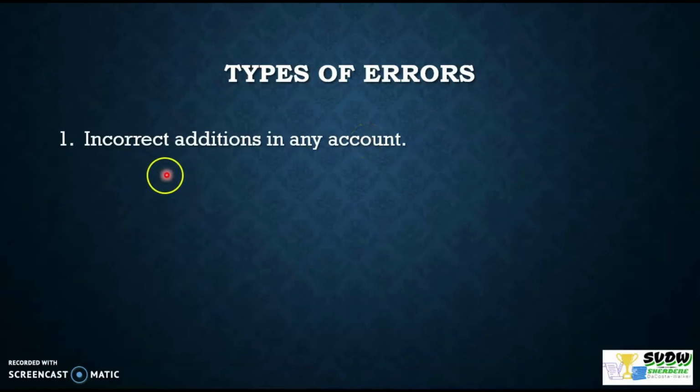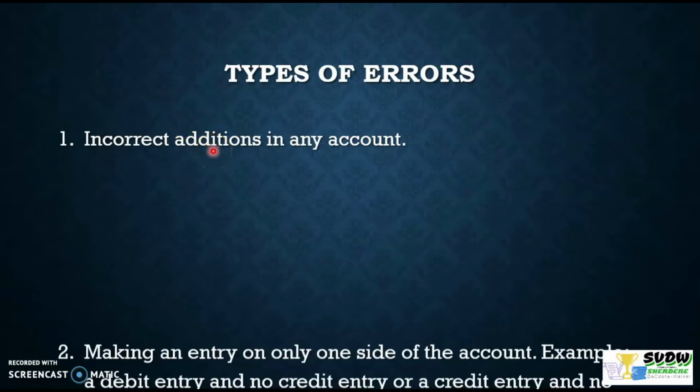The first one is incorrect addition in any account. What do we mean by that? Maybe in the sales account, while you were adding up, you added up and caused it to be greater than it ought to be, so you overcast it. Or while adding up in the same sales account, you got a figure less than what it should have been, so it's undercast. So an incorrect addition was done in any account.